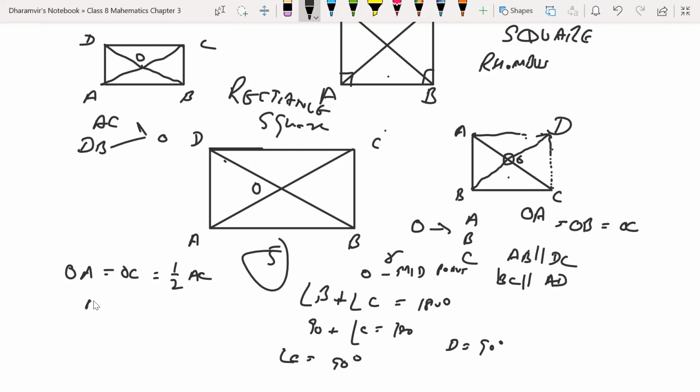Similarly, BD is equal to AC, so OB is 1 by 2 BD, or 1 by 2 AC. So OB is equal to OA. So we can say that OA, OB, OC all are equal. Hence we have proved that O is equidistant from A, B, and C.